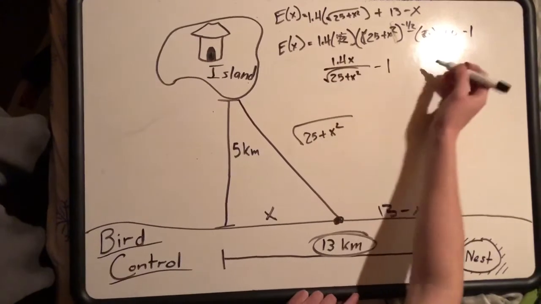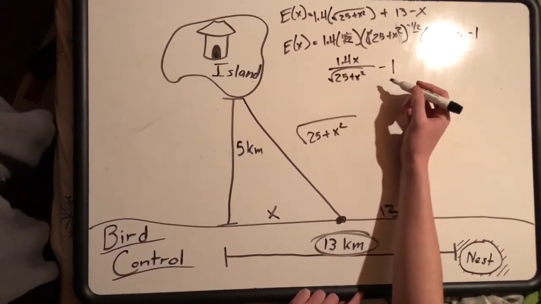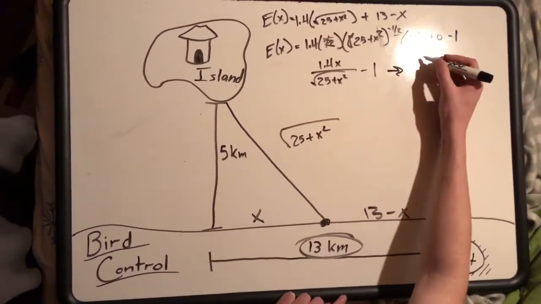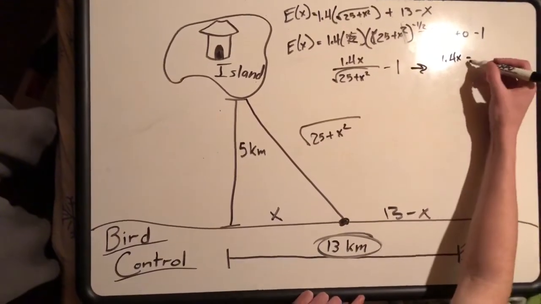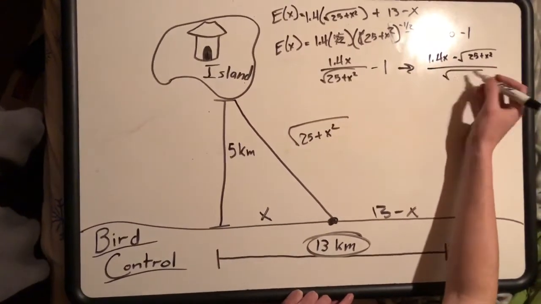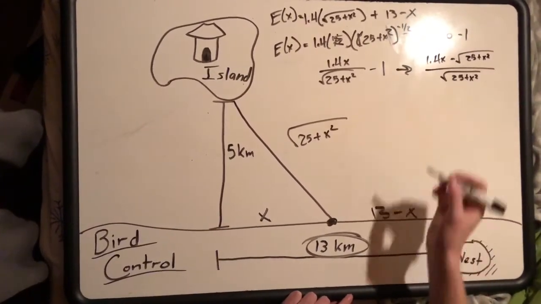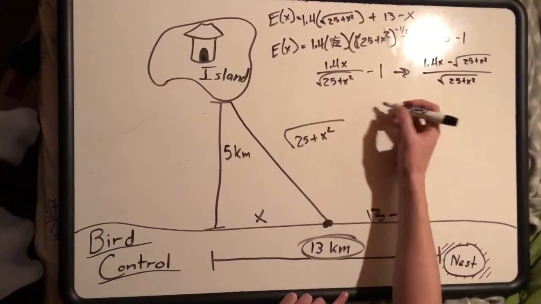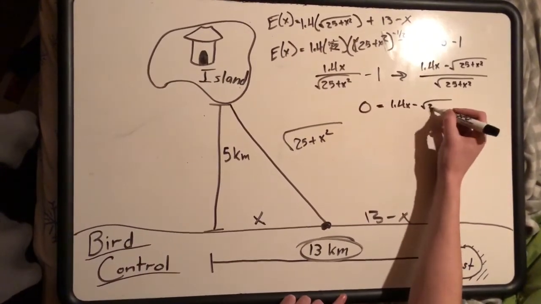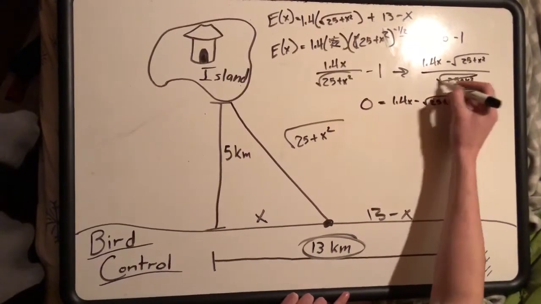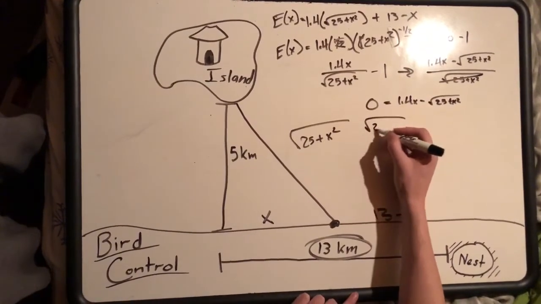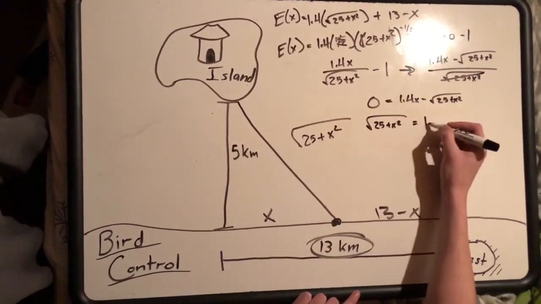And to get those to combine, we can make this the square root of 25 plus x squared over the same thing. So then this turns into 1.4x minus the square root of 25 plus x squared, over the square root of 25 plus x squared. And then you solve that for 0. 1.4x minus the square root of 25 plus x squared. We can just get rid of the denominator, because if you multiply it over, it's still 0. So now we add that over, and you get the square root of 25 plus x squared is equal to 1.4x.